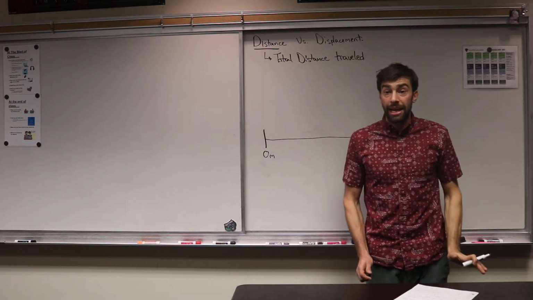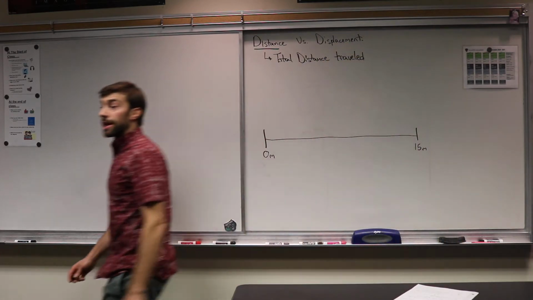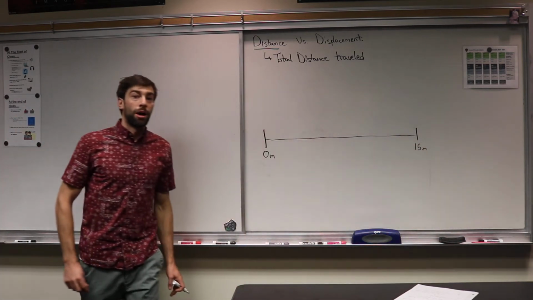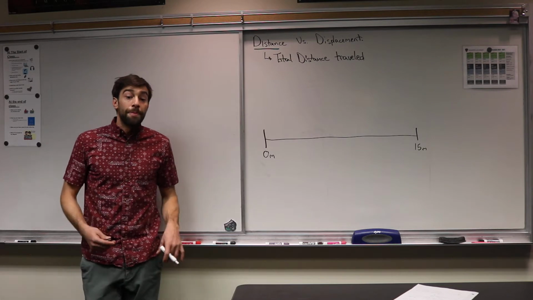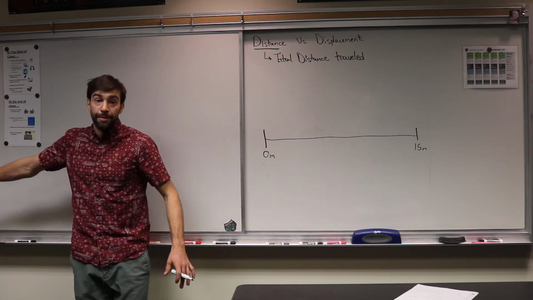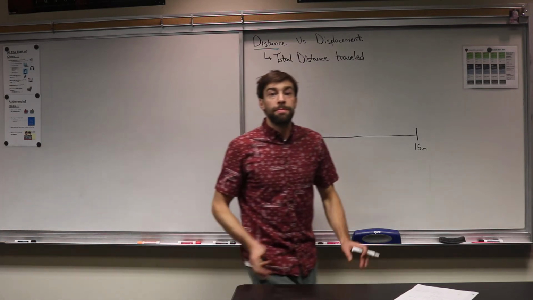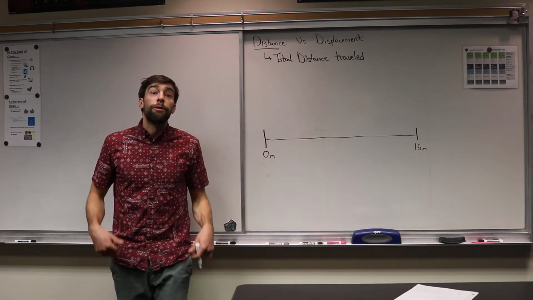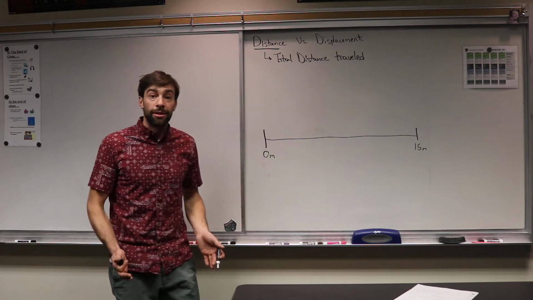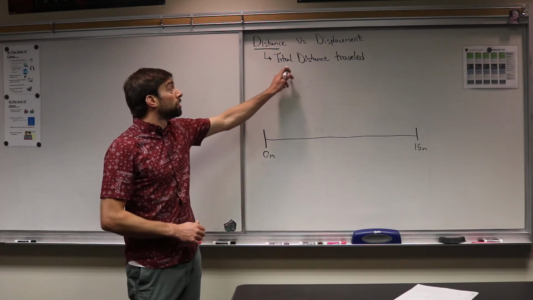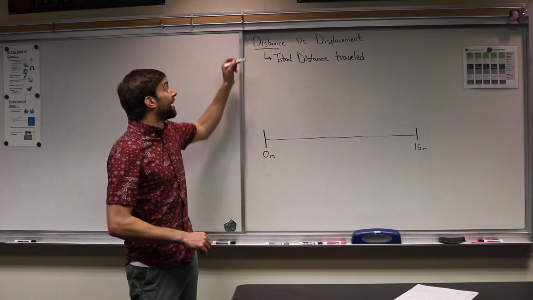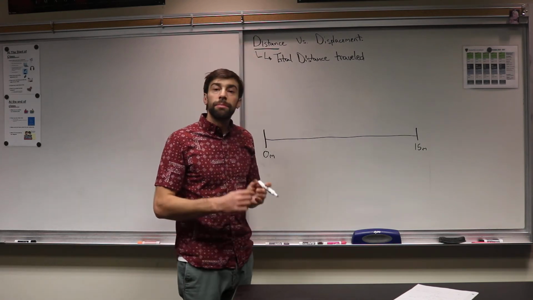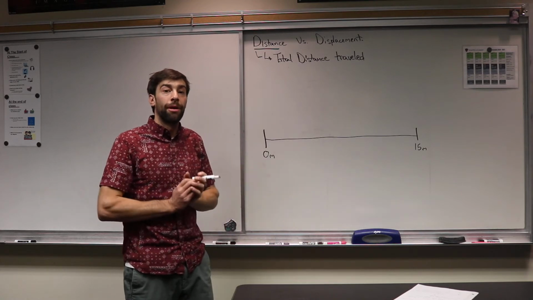Let's say that I start here, and I walk over here, and then I walk over here, and then I walk back over here. I have maybe moved 5 meters this way, 5 meters back over here, and 3 meters back over here, for a total of 13 meters. That would be my total distance traveled, and that would be my distance. So distance is just the total amount of ground covered.